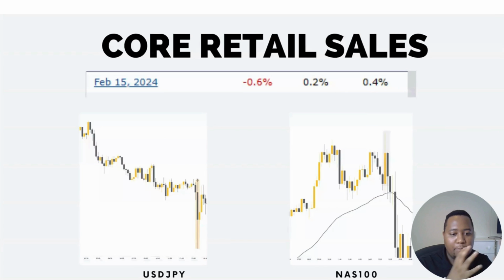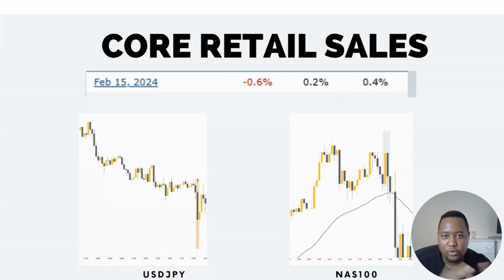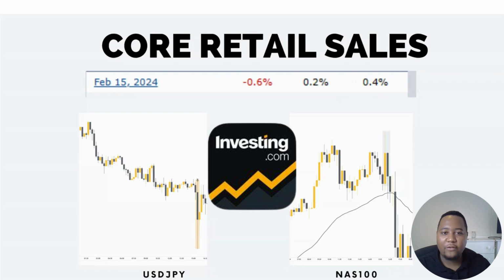So of course, I'm going to take past data to predict future data. That's what trading is all about. And of course, here on the 15th of February 2024, we can see this data is taken from Forex Factory. So if you want to use any news outlets for your news, I believe Forex Factory and investing.com are some of the best out there.